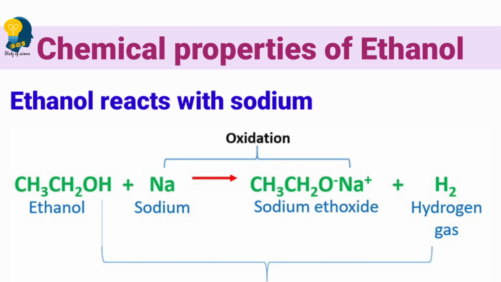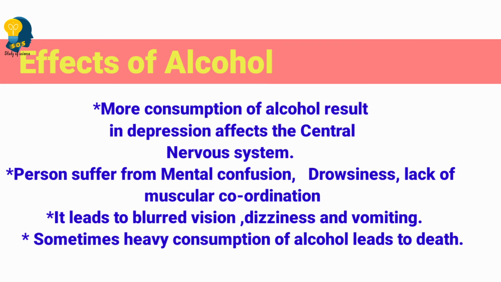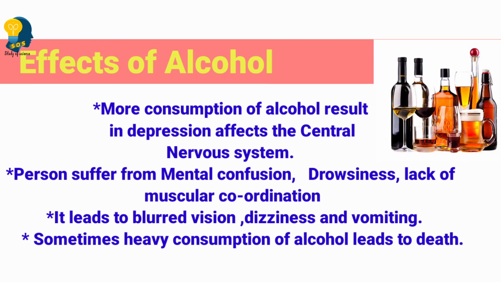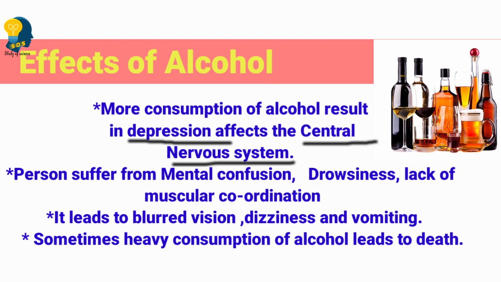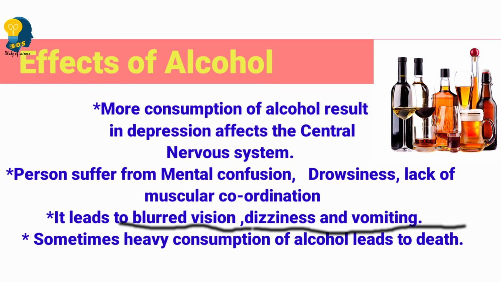So these are the two properties of alcohol, which is ethanol. So now let us understand the effects of alcohol. What are the effects if we take alcohol in an excessive amount? Students, suppose a person consumes a large amount of alcohol, then he undergoes depression because his central nervous system does not function properly. This is one effect, and as a result, the person also suffers from mental confusion, drowsiness, and lack of muscular coordination. All these are effects of alcohol. Excessive consumption also leads to blurred vision.